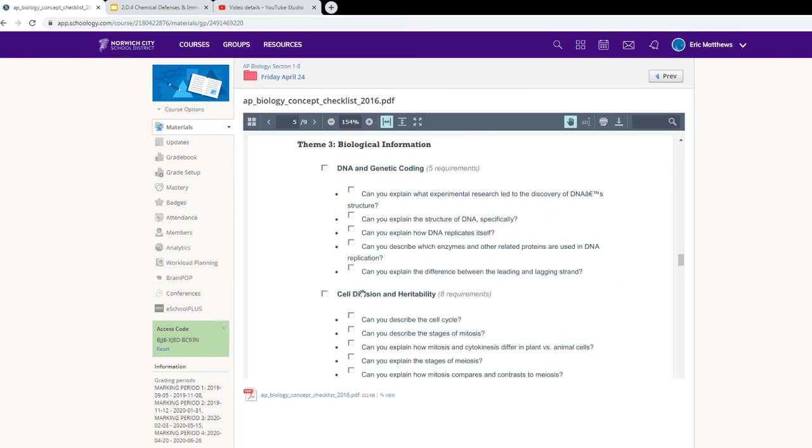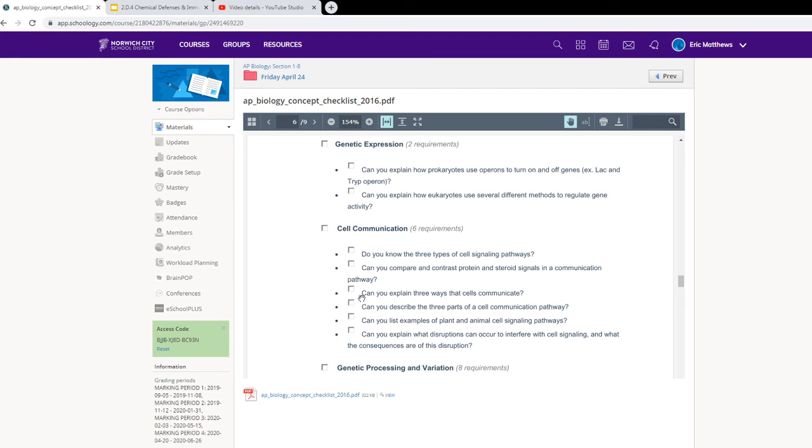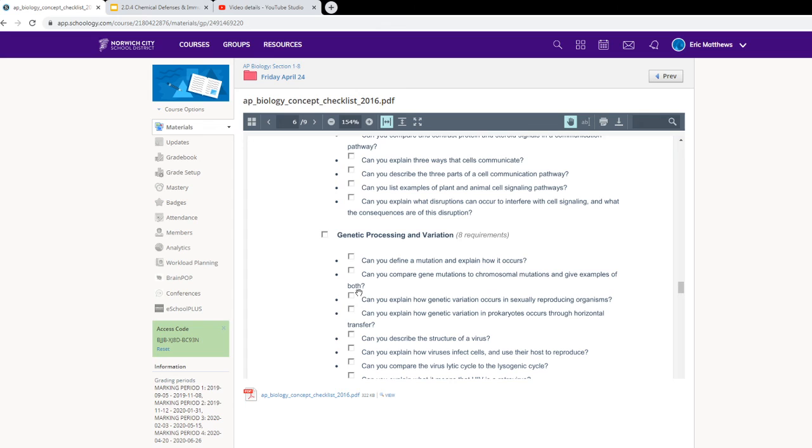What I want you guys to do is over the course of the weekend, look through these. Mark down ones that you don't have an example for, that you don't have an explanation for. Can you define mutation and explain how it occurs? If you can do that, great, don't worry about it. But if you look at one of these and you're like, I have no idea about that, can you explain how genetic variation in prokaryotes occurs through horizontal transfer? I don't know. Mark it down.